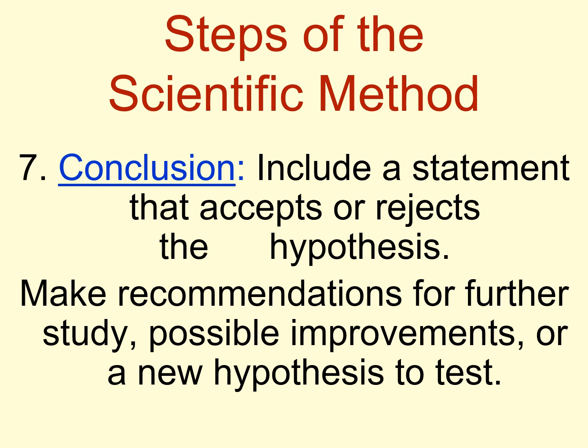And finally, number 7, the conclusion. Make sure you include a statement that accepts or rejects your hypothesis. I found that the temperature of the soil did not seem to affect the plant's growth. Or I found that the temperature of the soil made a big difference on my plant growth. And then go on to state the reasons. What did you find in your data that supported your conclusion? Make sure that you're thorough and back it up with data.